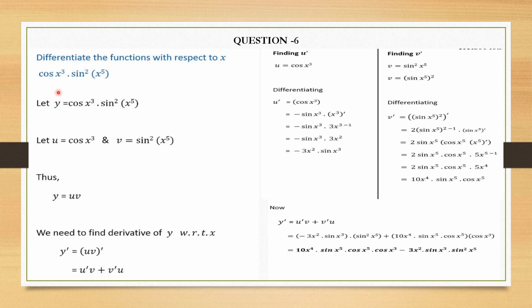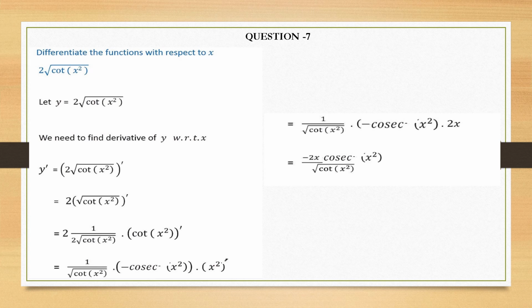Now we can apply the product rule by taking one as u and the other as v, so it is u d/dx of v plus v d/dx of u. Every derivative is here, and by opening it you can get this result.